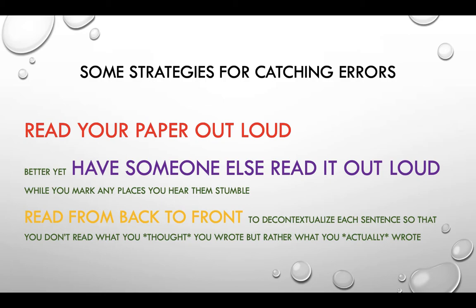Some strategies for catching errors, local revision errors. Read your paper out loud. Better yet, have someone else read it out loud while you mark any places where you hear them stumble. If they're stumbling when they're reading your work, there might be something amiss in that sentence. Much like my advice before, you can read it from back to front, sentence by sentence. That decontextualizes each sentence so that you don't read what you thought you wrote, but read what you actually wrote.